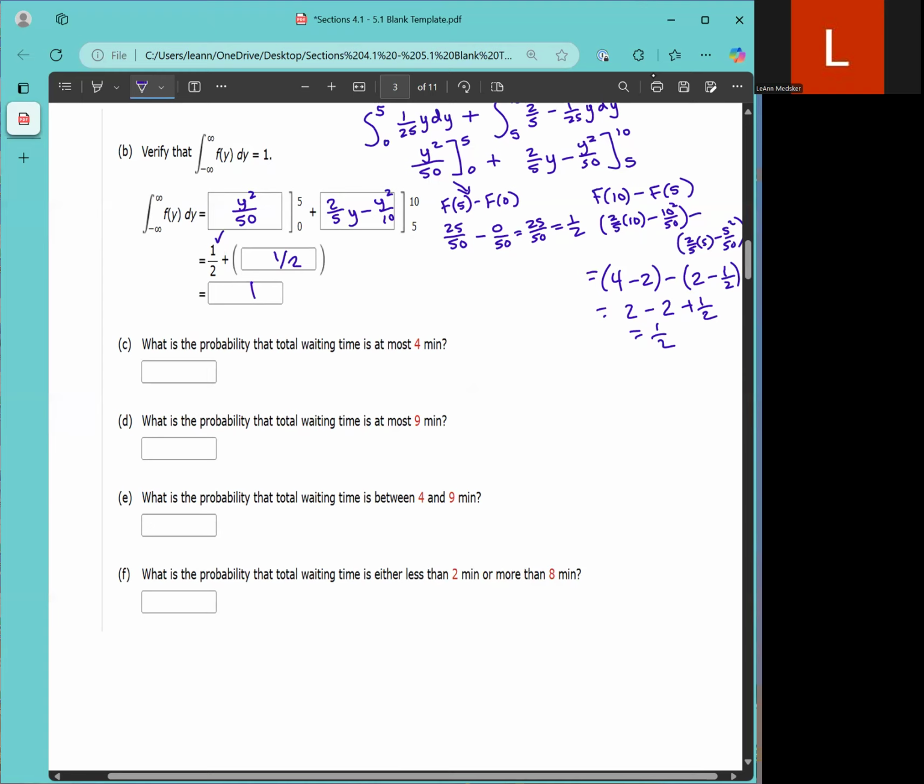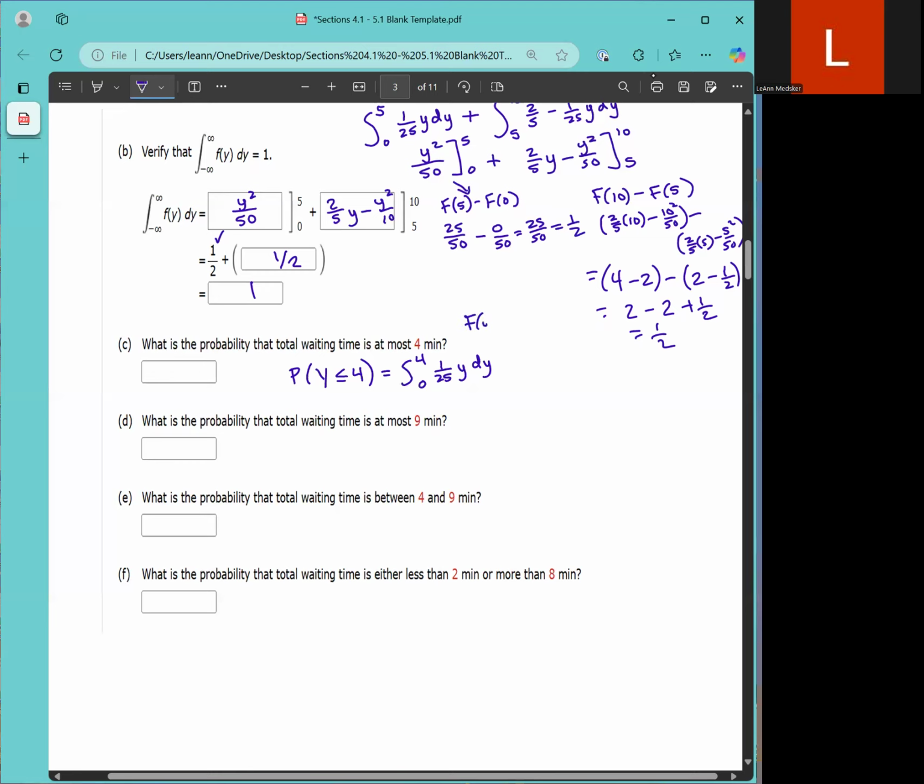So let's look at our first one. It says the probability that the total waiting time is at most 4. So that's the probability that our y is less than or equal to 4. So that means we're going from just that first function part because it went from 0 to 5. And so we'll be doing the 1 over 25 y dy, which we already know what that is. So we already have that big F.